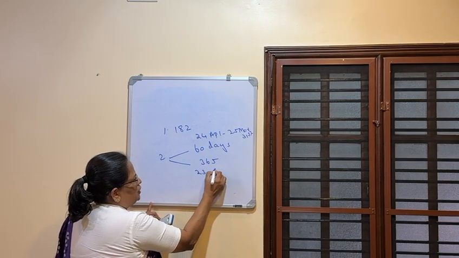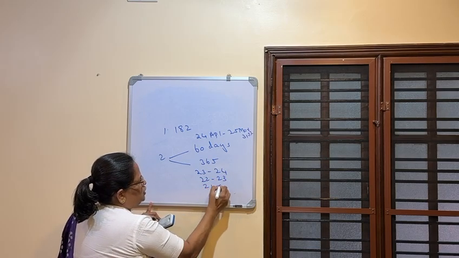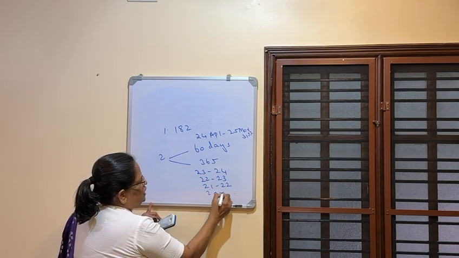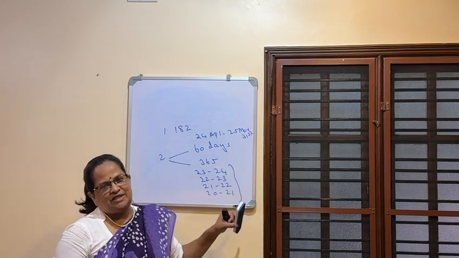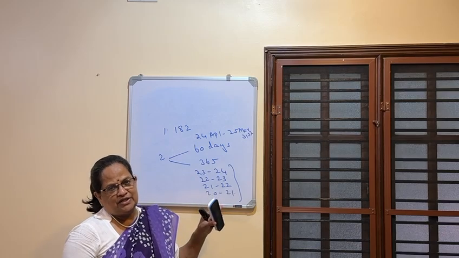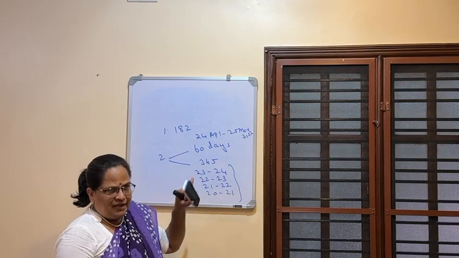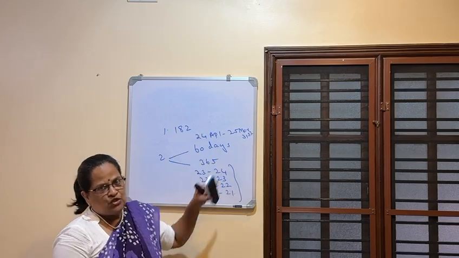So 23-24, 22-23, 21-22, 20-21. These 4 years he should have lived in India for 365 days. So this is the base. These are the 2 basic conditions. So first one is in the relevant previous year he should have lived in India for 182 days or more.